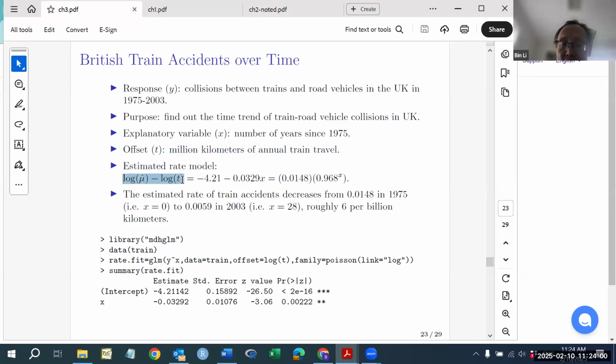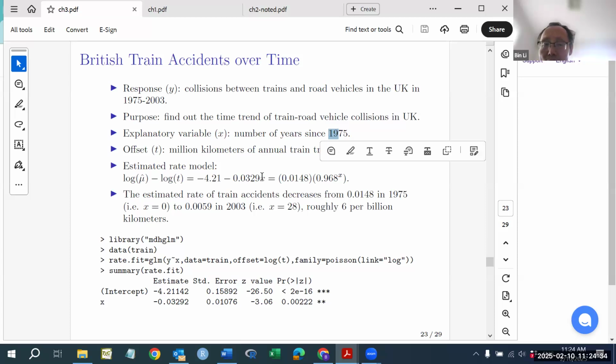So the left-hand side is the log of mu over T. So that's using the log link, right? And that is for the rate. And that is modeled by a linear function of X. There's the intercept, and there's the slope, and X is the indicator for the year. But here we set 1975 as 0.